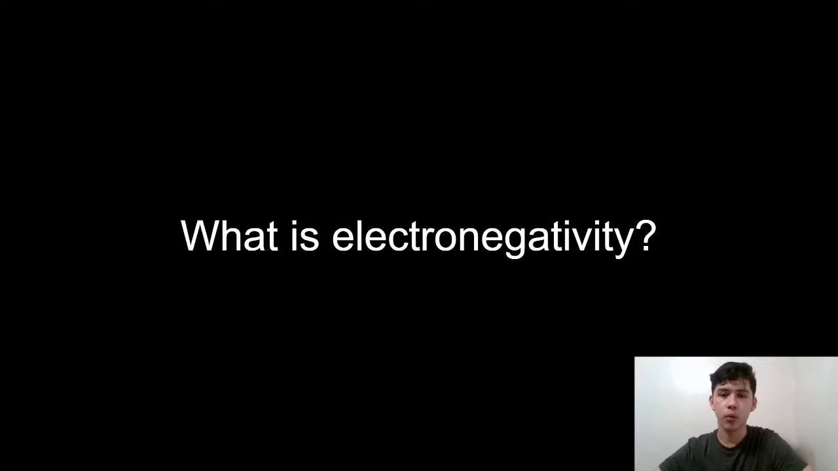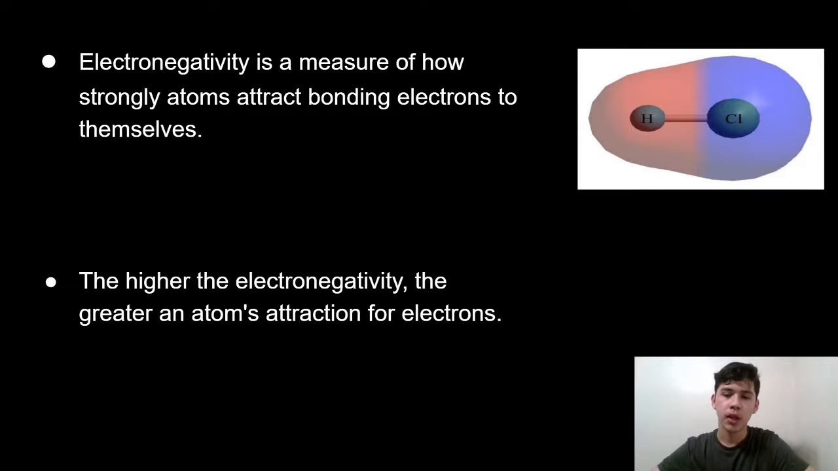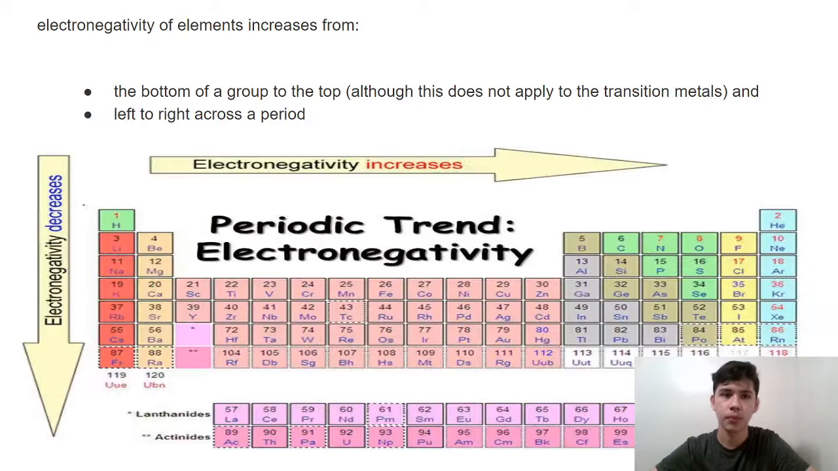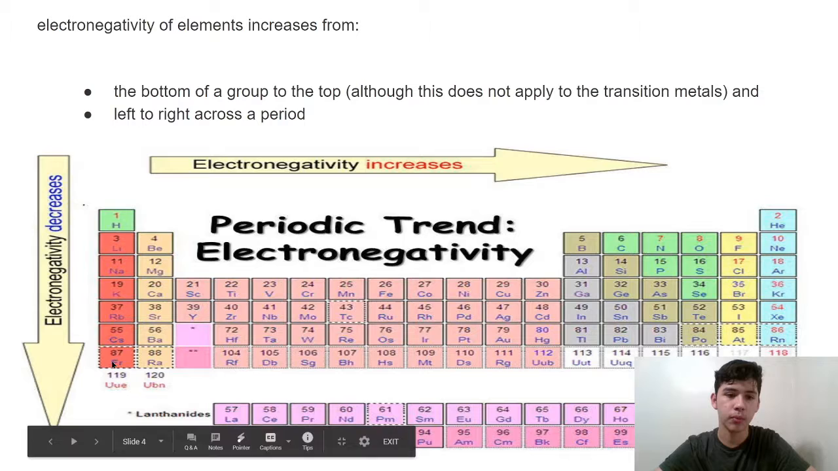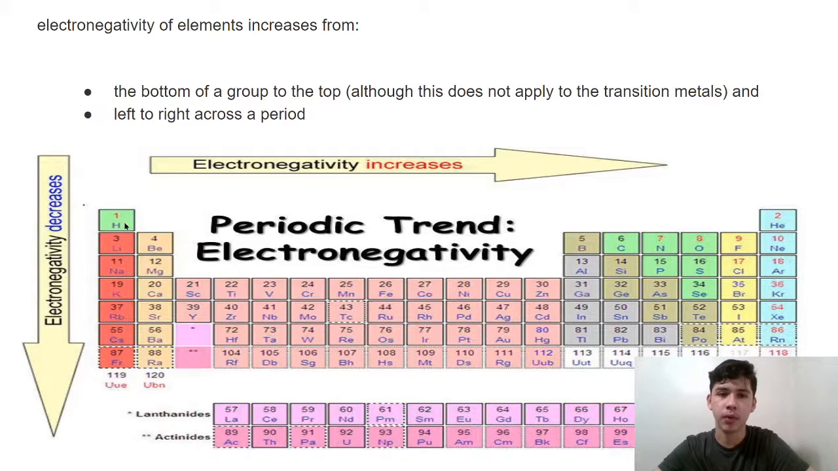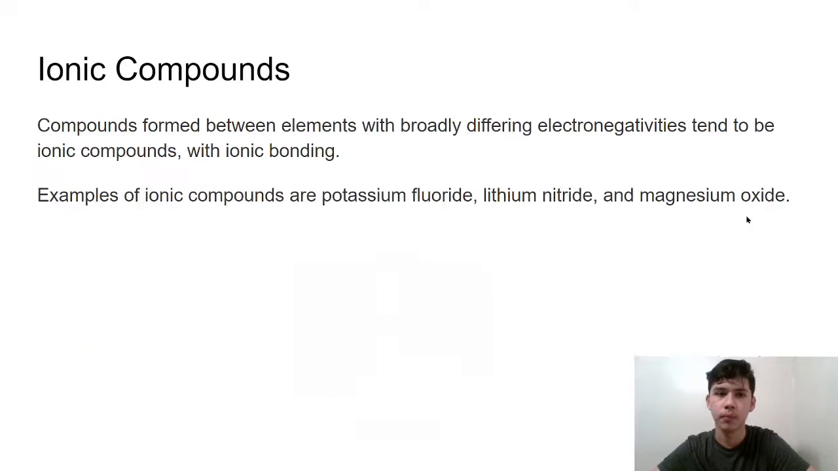So you might be wondering, what is electronegativity? Electronegativity is a measure of how strongly atoms attract bonding electrons to themselves. The higher the electronegativity, the greater an atom's attraction for electrons. The electronegativity of elements increases from the bottom of a group to the top, meaning francium has a lower electronegativity value than hydrogen, and increases from left to right across the period.